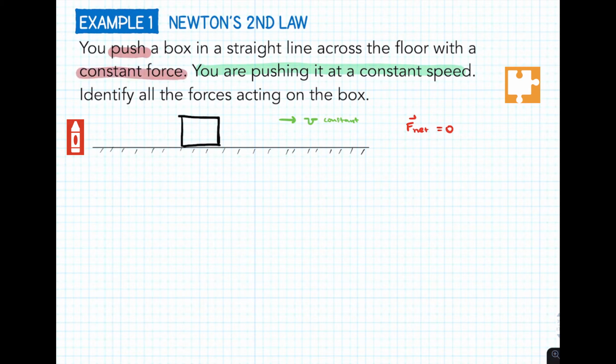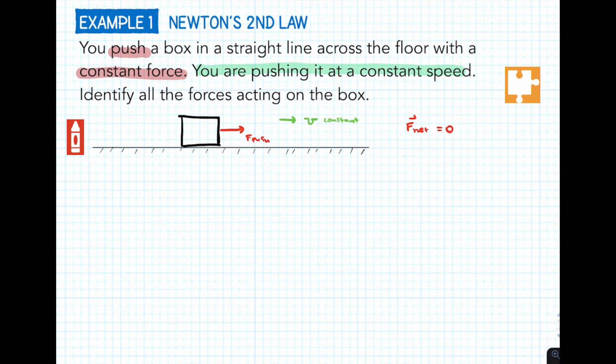So we'll start by drawing our pushing force. We'll call this F push. You could also draw this over here because vectors are neat like that. It could go here, it could go here. It doesn't actually matter because all we care about is the magnitude and direction of the arrow, okay?